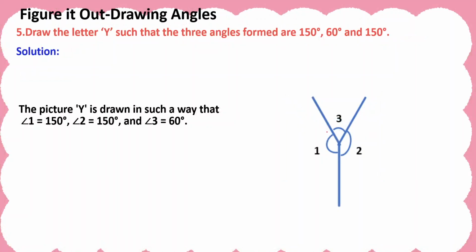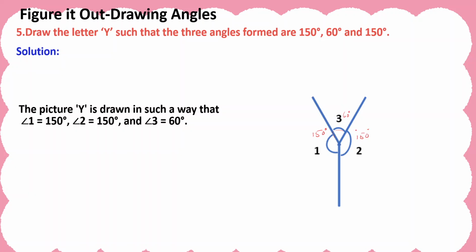Next, draw the letter Y such that the 3 angles formed are 150 degrees, 60 degrees and 150 degrees. So the Y symbol is as shown below here. We have drawn first a straight line, then we have marked this as 150 degrees. Next, from this reference we have done again 60 degrees.